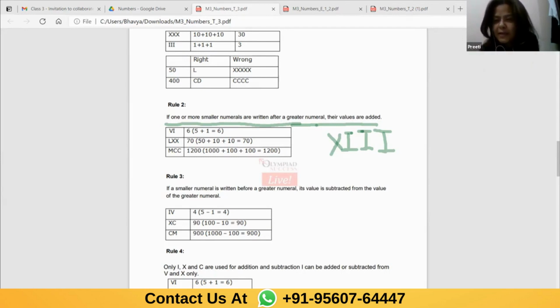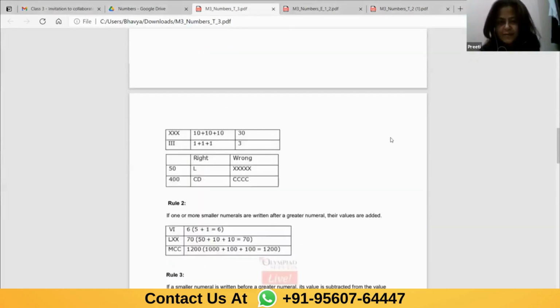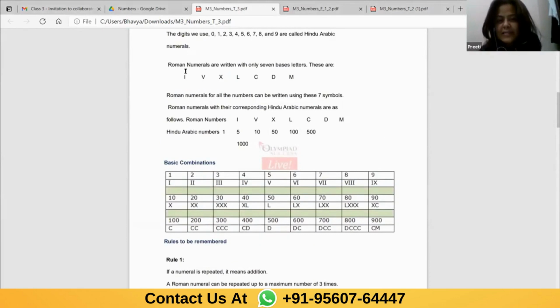Okay. Let me tell you this magical game. Let me go back up and I'll tell you one thing and you will never forget. See, what are the symbols? I, V, X, L, C, D, M. You can repeat I 3 times. That's the first symbol. Second symbol, you can never repeat. Third symbol, which is X, again you can repeat 3 times. Fourth symbol is L, you can never repeat. Fifth symbol is C, you can repeat it up to 3 times. Sixth symbol is D, you can never repeat.